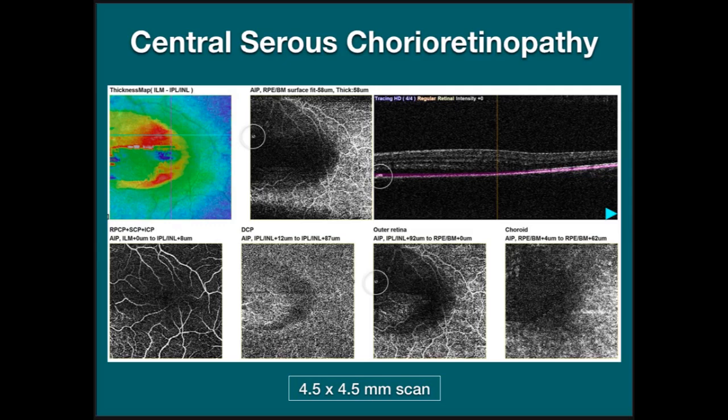When I was an optometry student, we called this central serous retinopathy, but the reason we've changed the name to central serous chorioretinopathy is in recognition that the pathology actually starts in the choroid with a likely abnormal vessel that's causing a small PED and then the subretinal fluid.